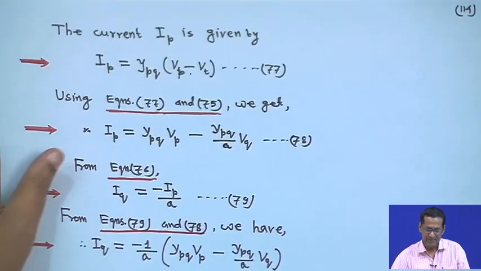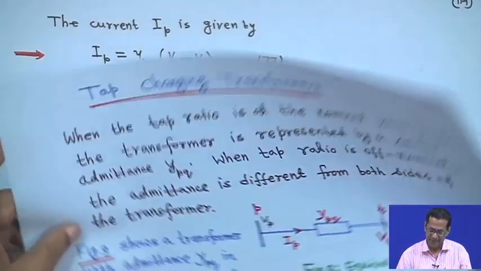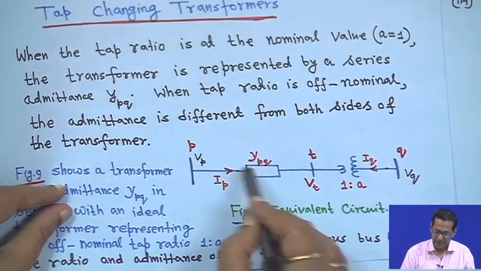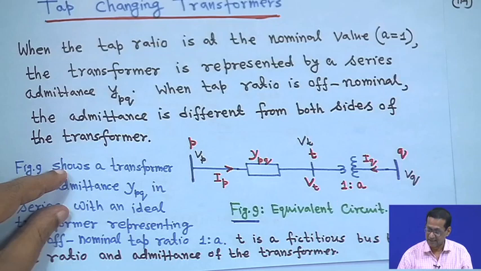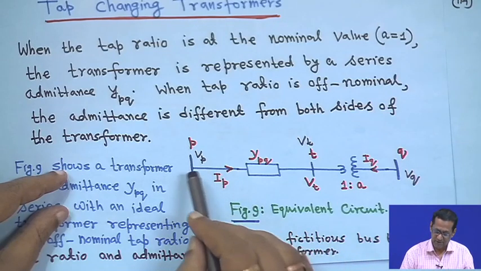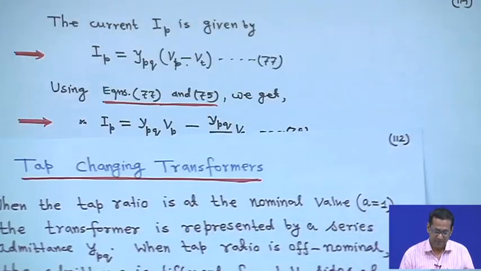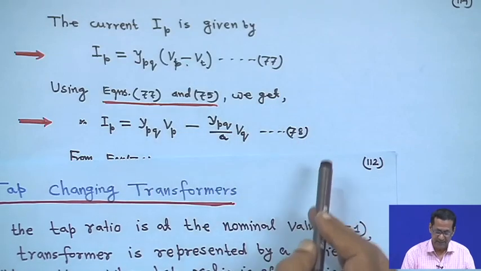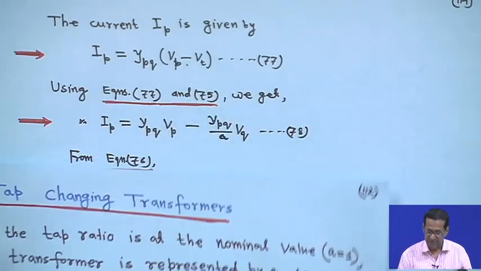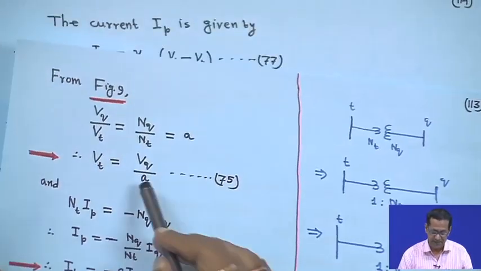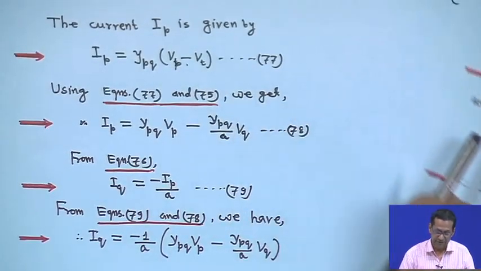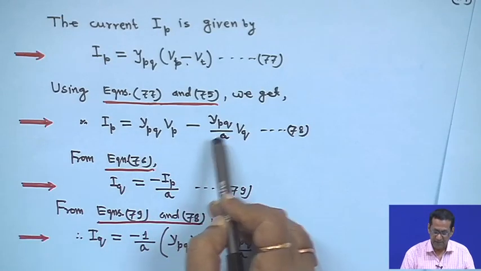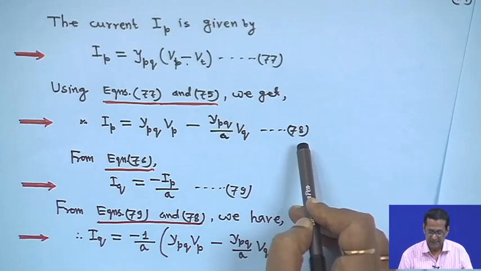That means, if you look at the diagram, the current IP is given by IP is equal to YPQ into Vp minus Vt. Here you can put this fictitious bus bar voltage as Vt. Therefore, we write IP is equal to YPQ into Vp minus Vt. Now, using equation 77 and 75, Vt is equal to Vq upon A, this one you substitute here. If you do so, you will get IP is equal to YPQ Vp minus YPQ upon A into Vq. This is equation 78.